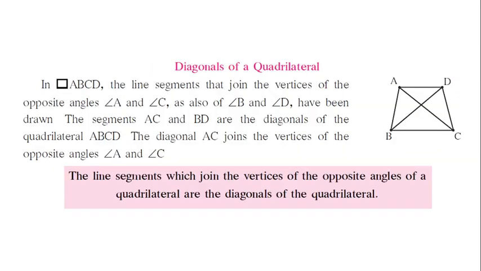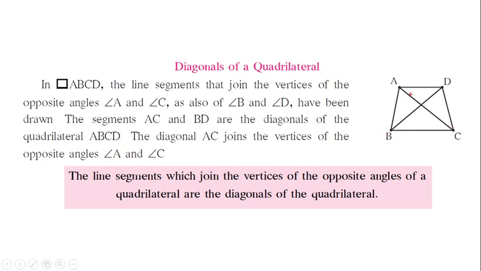Let's turn further with the next point, diagonals of a quadrilateral. We have the quadrilateral ABCD. Here there is a side or an arm which is connecting the opposite angles. Opposite angles are angle A and angle C. The second pair of opposite angles is angle B and angle D. There is a side which is connecting B and D and a side which is connecting A and C.